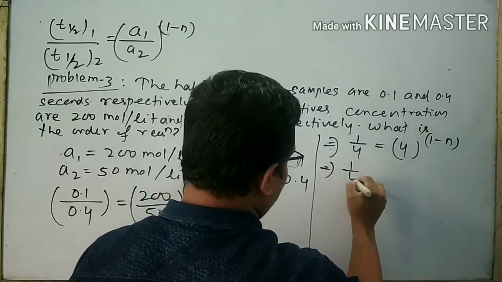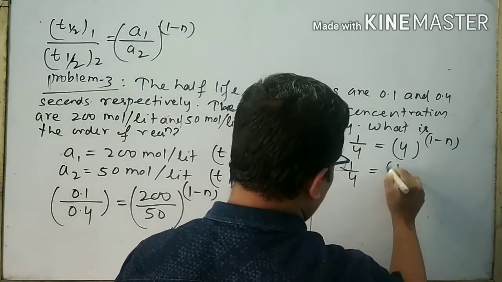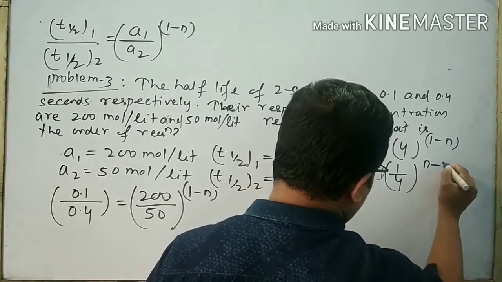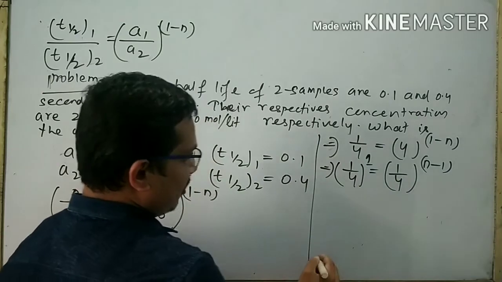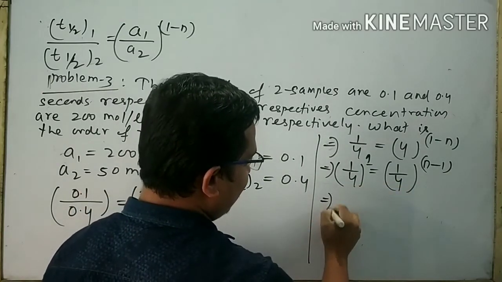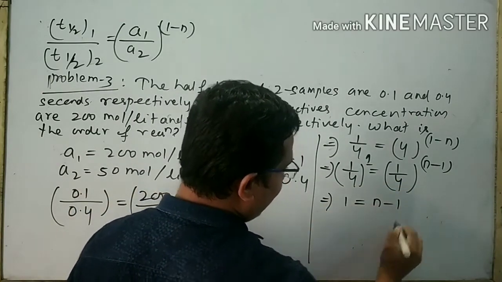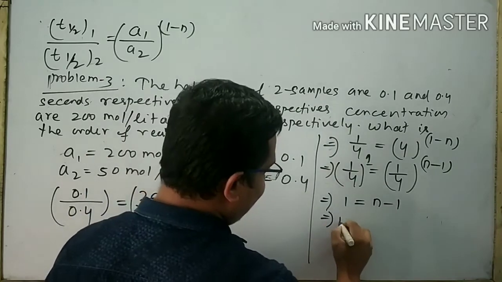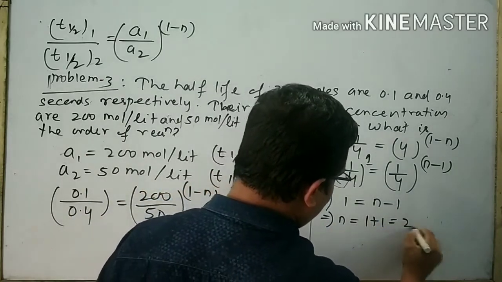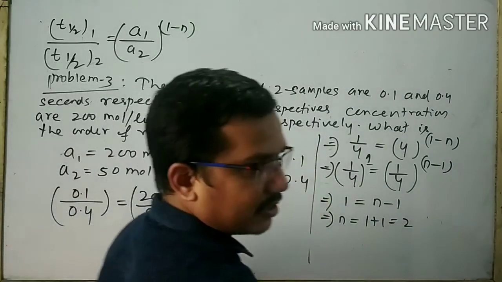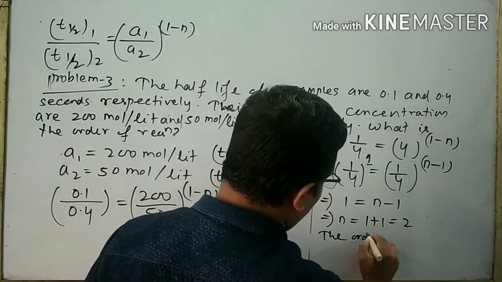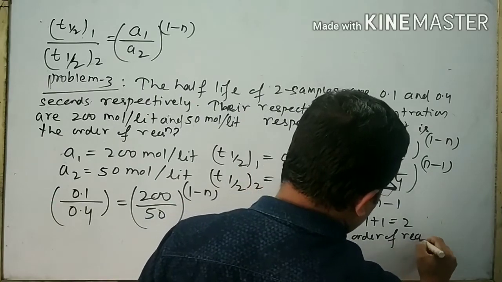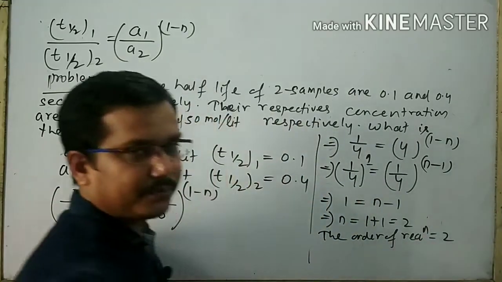Now I can write 1 by 4 equal to 1 by 4 to the power n minus 1. Here the base is the same. From these two, it is clear that 1 is equal to n minus 1, which implies n is equal to 1 plus 1, that is 2. That means the reaction is second order. So we can write the answer: the order of reaction is equal to 2.